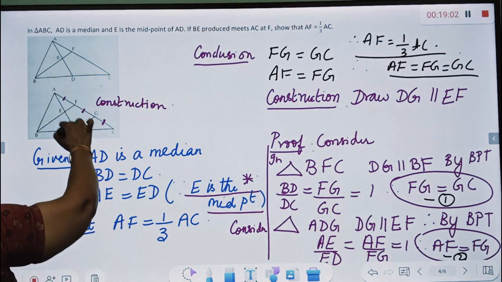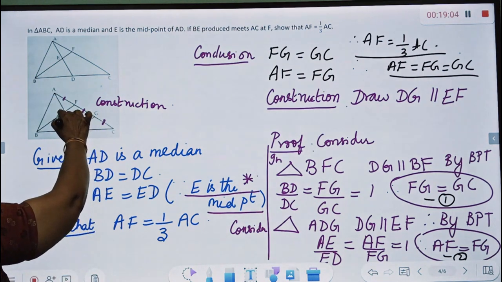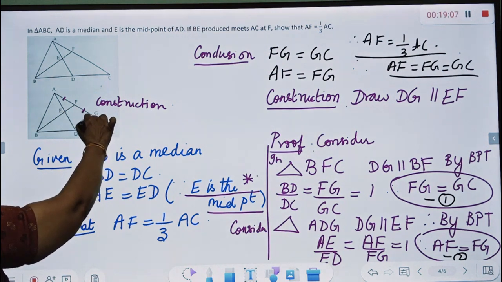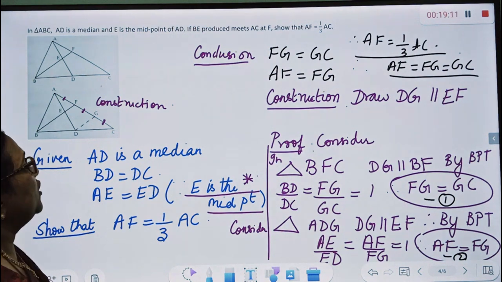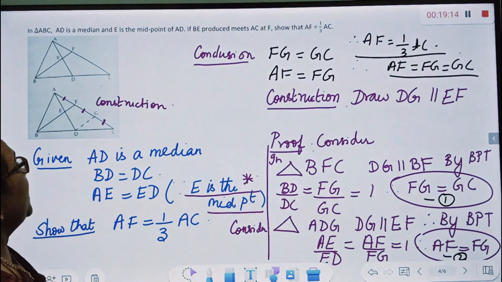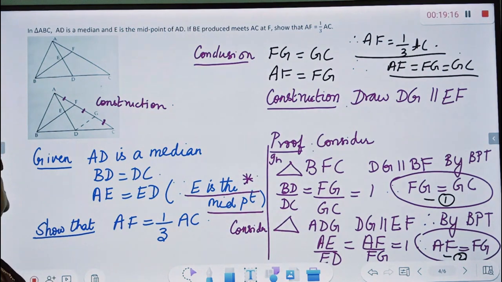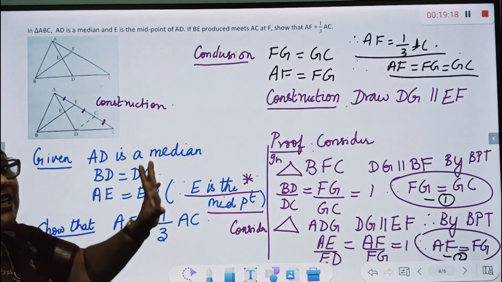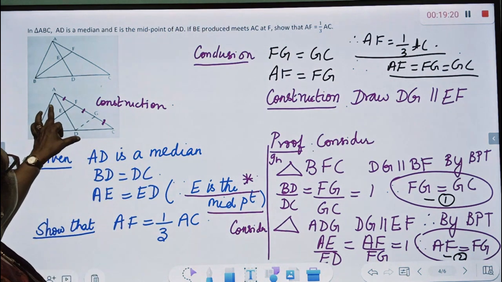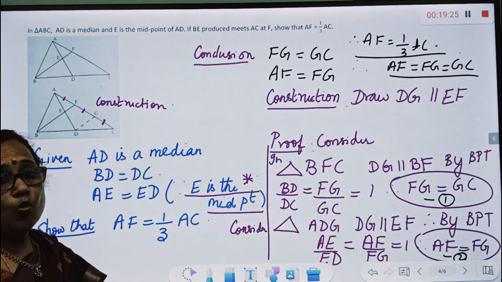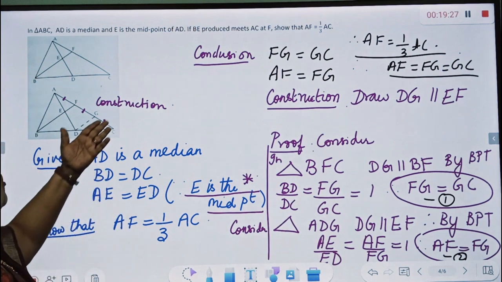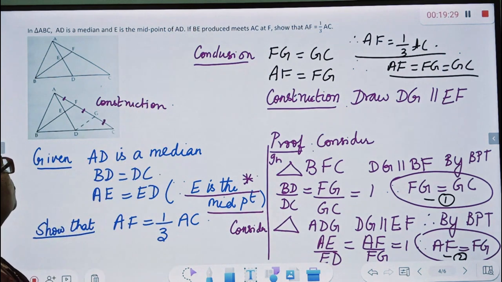Now, if you look at triangle ADG, E is a midpoint and this is parallel to this, which means that F should also be a midpoint of AG. Therefore, AF is equal to FG. AF is FG, FG is GC. Therefore, AC is divided into 3 equal parts, AF equal to FG equal to GC, each one of them being 1/3 of AC. Therefore, what is it that you need to prove? AF is 1/3 of AC. Is it clear? Are you able to follow how we got the proof?